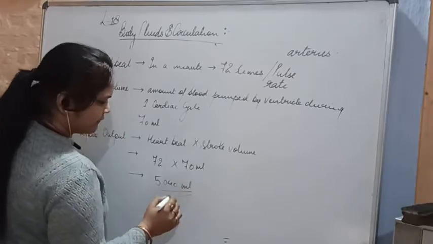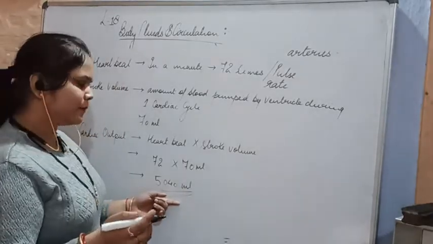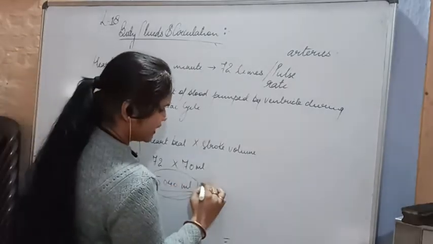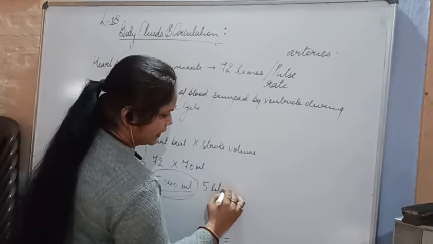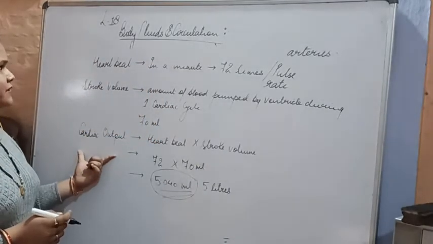So during one minute, how much blood is pumped by our heart? It is 5040 ml, that is 5 liters of blood that will be pumped. That is the cardiac output. I hope this is clear.